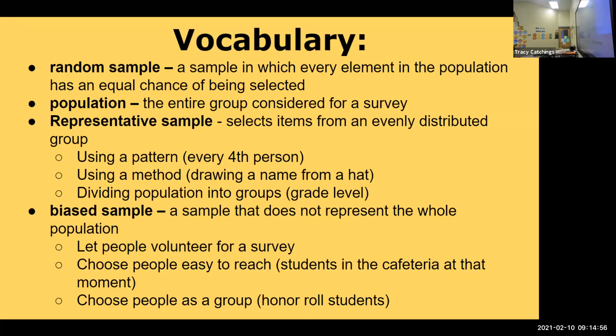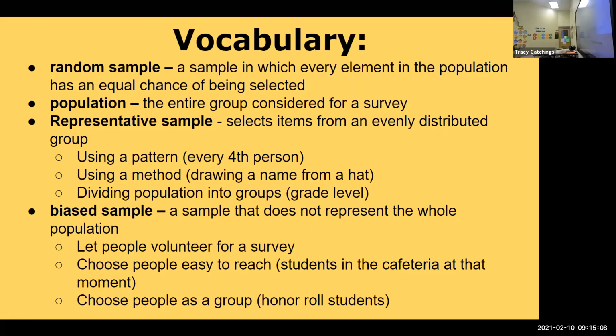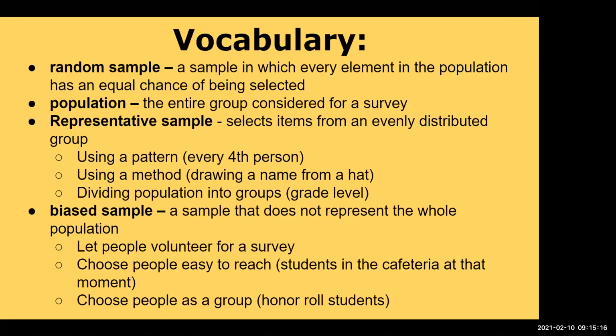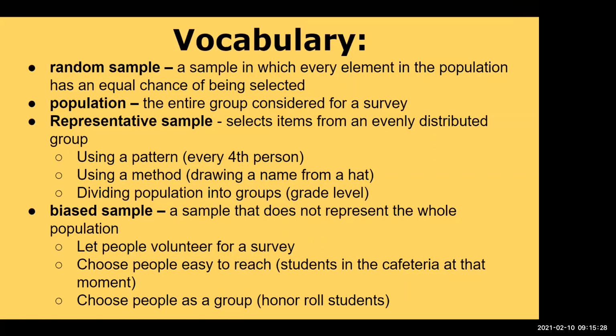We discussed 2 different samples we can have. What do we know about a representative sample? You select items from an evenly distributed group. Good job. Or in other words, everyone has an equal chance of being selected if it's a representative sample. But with that biased sample, what happens? It's only a group. It doesn't represent the whole population. And I want to say William was saying it's only a certain part of that group. So make sure we're able to identify the 2. We do not want a biased sample. We love representative samples.